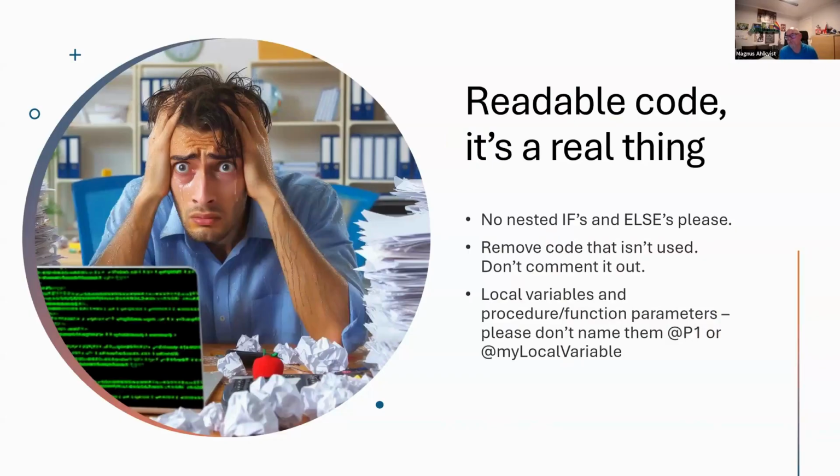Remove code that isn't used. Don't just comment out 400 lines of code in a stored procedure. That's why you use source control, so that you can remove code and then go back to a previous version if you need that code back.